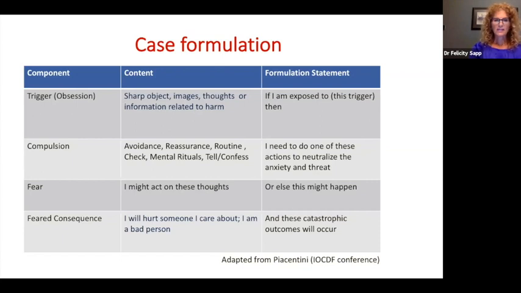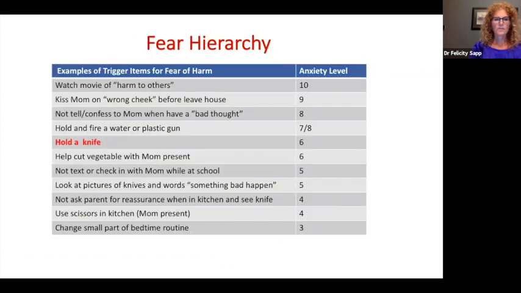So we can take that information, and we created a fear hierarchy. You can see here at the bottom of the fear hierarchy are things that she rated 3s and 4s. Those were things like changing part of that bedtime routine. Then we got up to not texting with mom while she's at school to make sure mom was okay, and cutting vegetables with mom being present. And at the top were things like kissing mom on the wrong cheek before she left the house, again one of her routines, and not confessing.